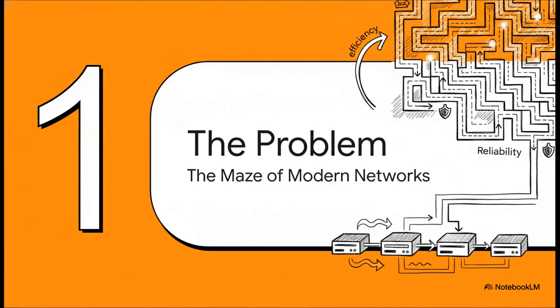This kind of super complex, multi-constraint problem, that's exactly what data networks are dealing with every single second of every day. And that really brings us to the heart of the problem, what I like to call the maze of modern networks. Because it's not enough anymore to just get a packet of data from point A to point B. It has to get there efficiently, reliably, and without messing up the experience for everyone else.